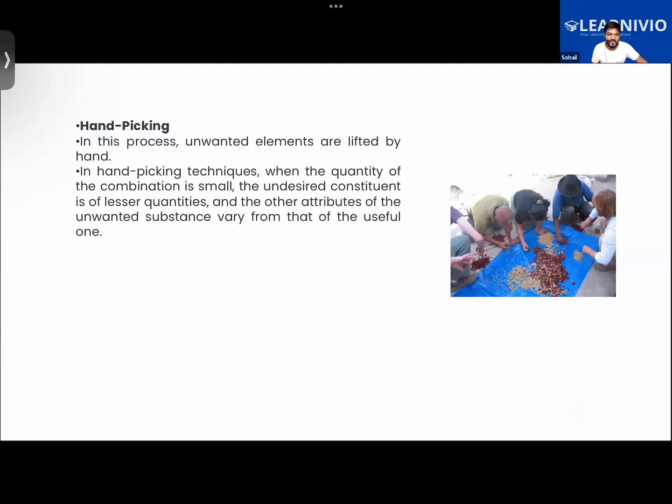In the case of hand picking, we would be lifting the unwanted elements and wanted components simply by our hand. So the materials that will be differing in size, their color will be different, their number will be different. If something is in large quantity, another one is in less quantity. So it can be separated using the hand picking method.